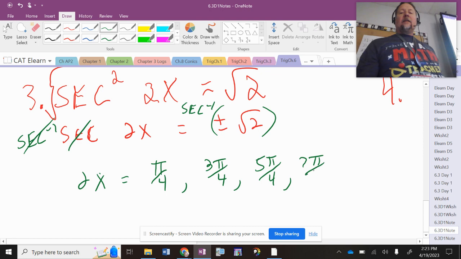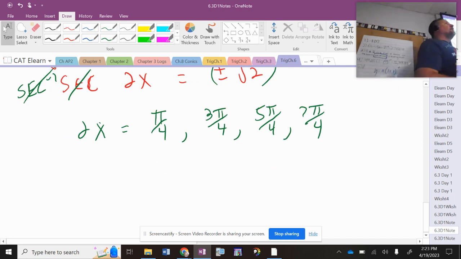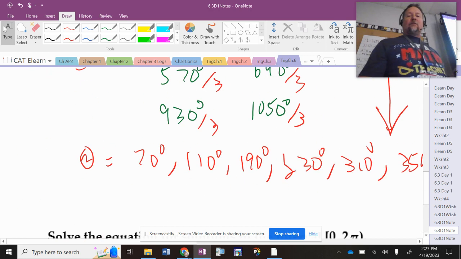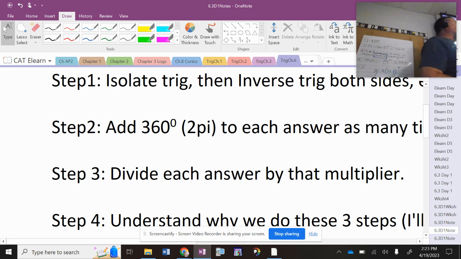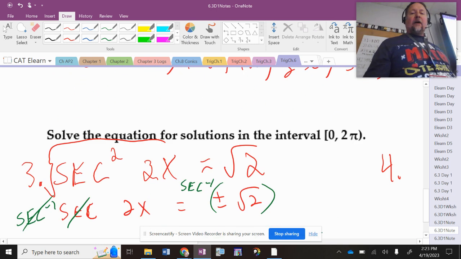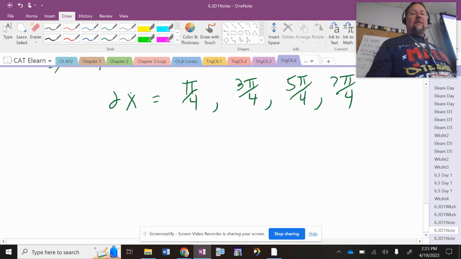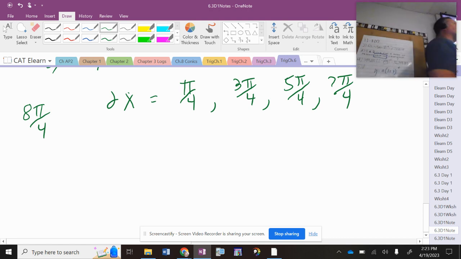Now, this is why I think radians are easier. But let's go back up to step 2. This is why I inserted it in there. Step 2, add 2 pi to these answers, not 360 now, to each answer, this time only once, because I need to double the amount of answers. This is what makes me sad. 2 pi is 8 pi over 4. This is why radians are easier.